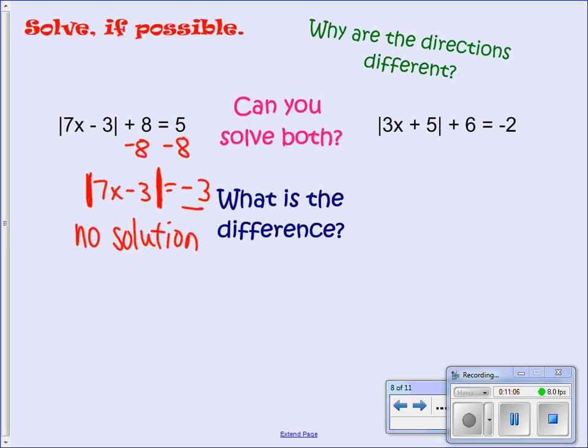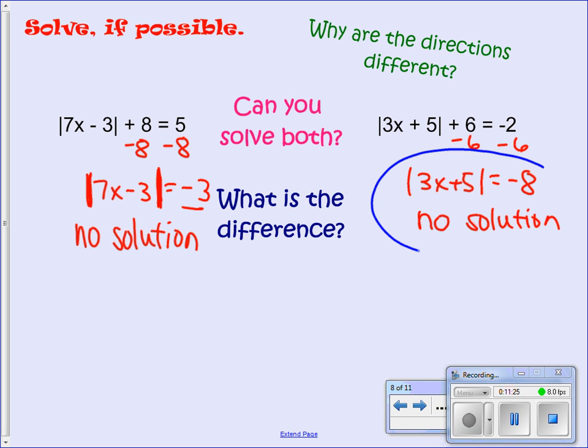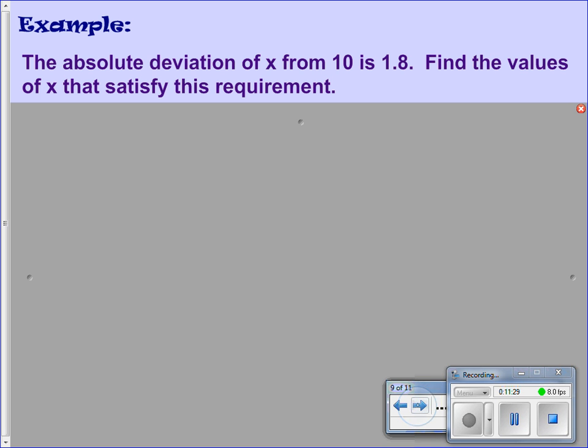There is no value of x in the whole wide world that's going to give you an absolute value problem equal to negative 3. So here, get the absolute value problem by itself. The absolute value of 3x plus 5 equals negative 8. This has no solution. You've got to get it to this point where you have your absolute value problem equal to a negative before you can tell me no solution.